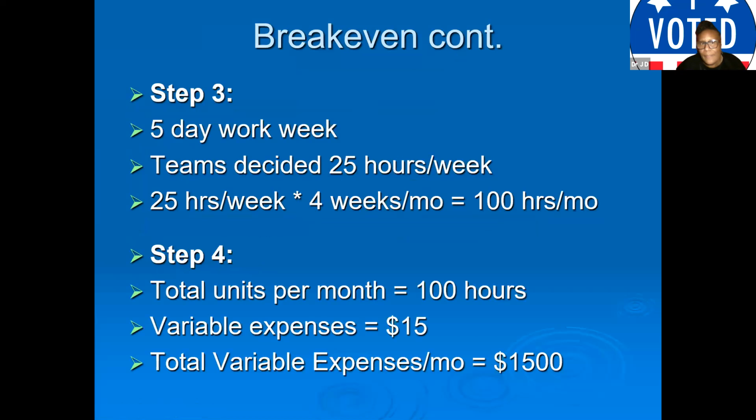Step 3. Based on the fact that we're looking at a 5-day work week, we decided 25 hours per week would be the number because we don't want to pay full-time fees, FICA, and everybody else. Now this number could have changed one way or the other. We said between 20 and 30. We fell on 25 hours per week. At 25 hours per week, times the 4 weeks, that's roughly 100 hours per month.